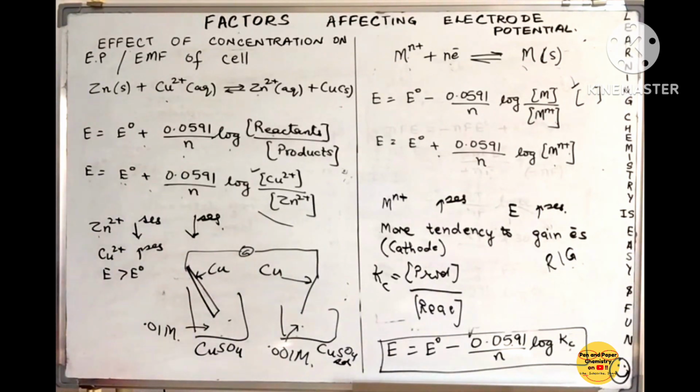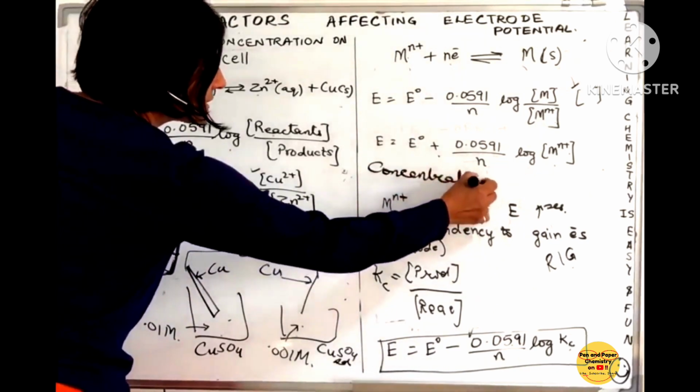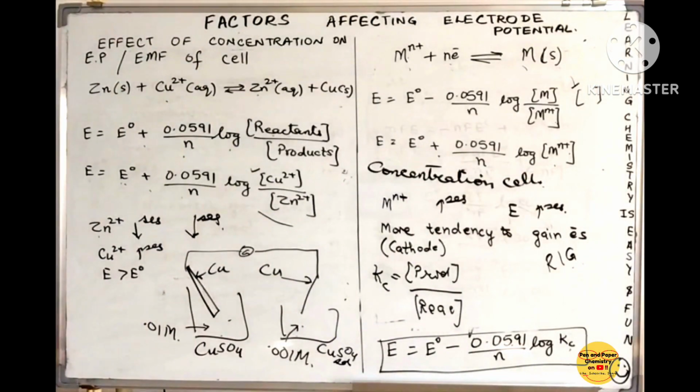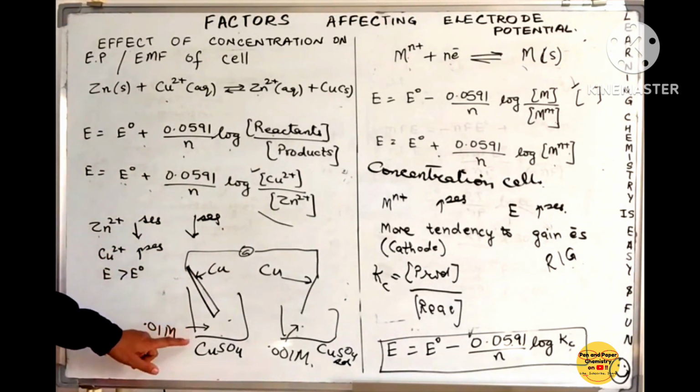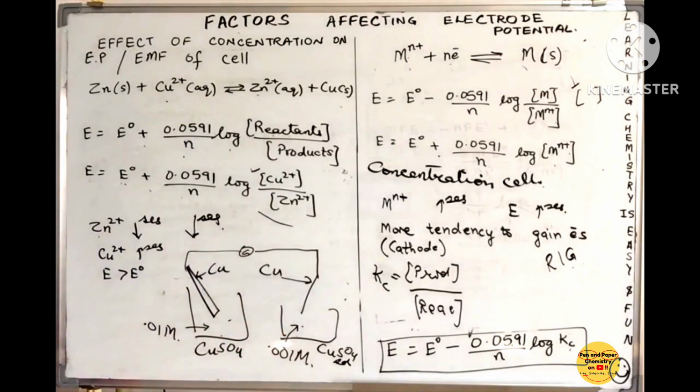And these types of cells are known as concentration cells. Concentration cells use the logic that the EMF of the cell depends upon the concentration of the ions. The one with the greater concentration of ions will behave as the cathode, and the one with the lower concentration will behave as the anode. But this will work only until the concentrations become equal. Once the concentrations become equal, the cell reaction stops.